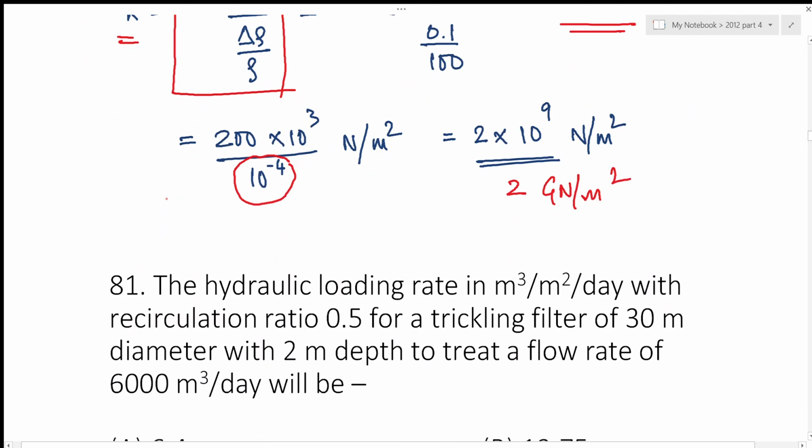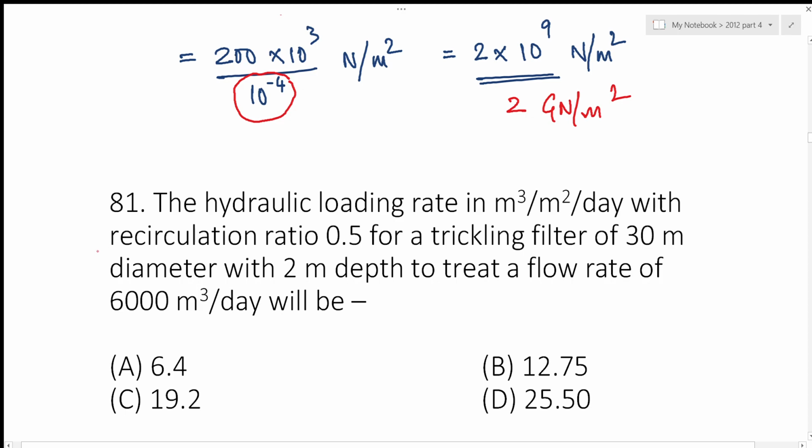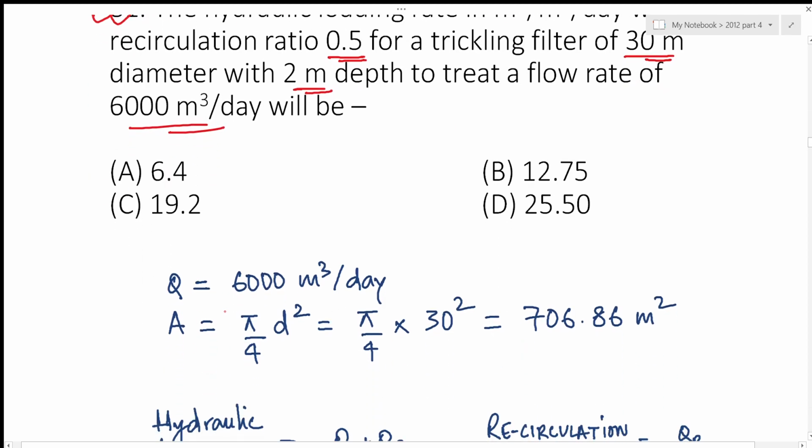The next question is, the hydraulic loading rate in meter cube per meter square per day with recirculation ratio of 0.5 for a trickling filter of 30 meter diameter and 2 meter depth to treat a flow rate of 6000 meter cube per day will be. Now you know the flow rate is given here as 6000 meter cube per day, and the area of the trickling filter is given by pi by 4 D square, where D is 30. So the area would come out to be 706.86 meters square.